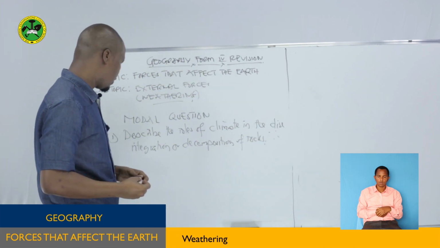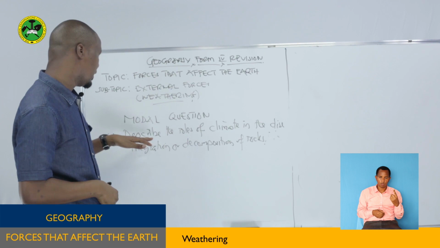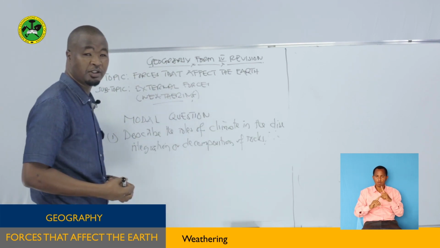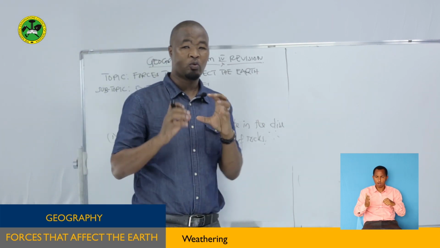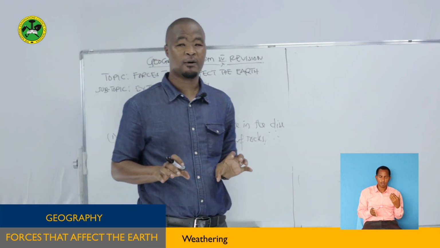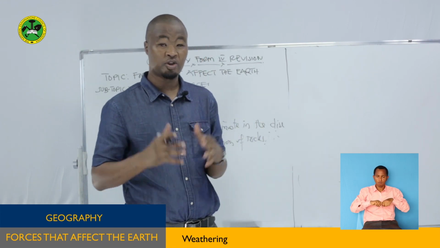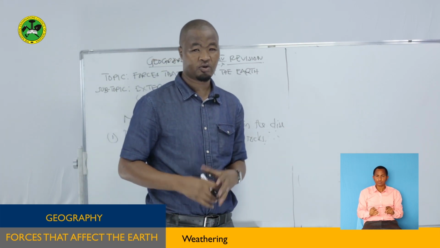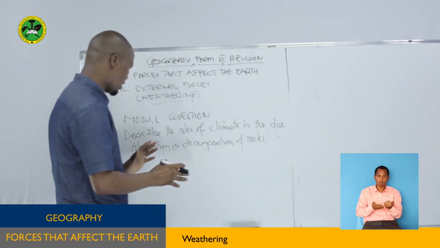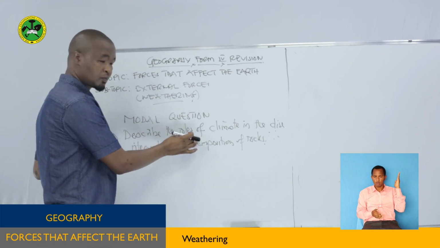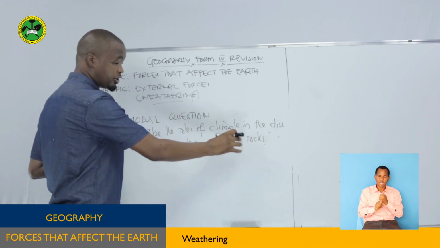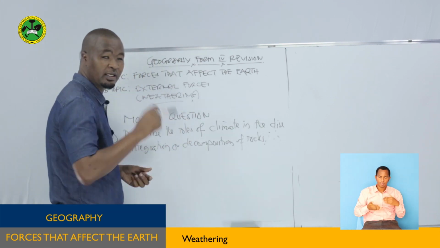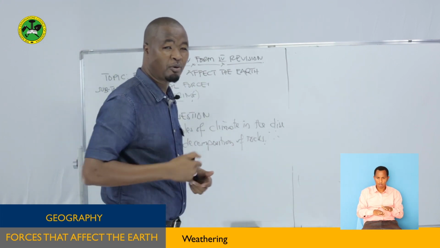So we have our first model question right here. It says, describe the role of climate in the disintegration or decomposition of rocks. Listen to me very carefully. We are talking about weathering, which refers to the breaking down or decomposition of large rocks into the smallest particles that can be easily carried by the erosion agent. We are supposed to explain what happens when the climatic condition of a given area acts upon large rocks.